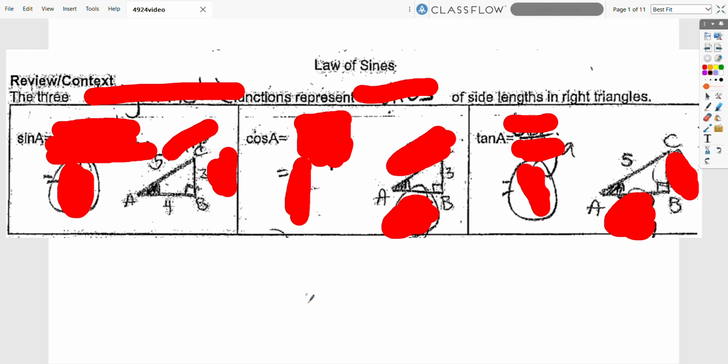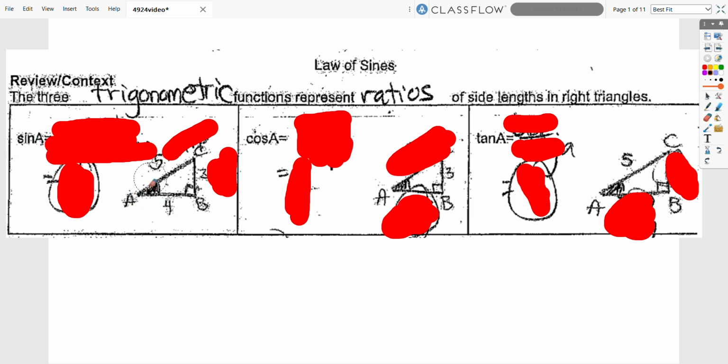Hello. In this video, we will be going over the law of sines. As a quick review, we know that the three trigonometric ratios or functions represent ratios of side lengths in right triangles. When we see the word sine, it's always sine of an angle.